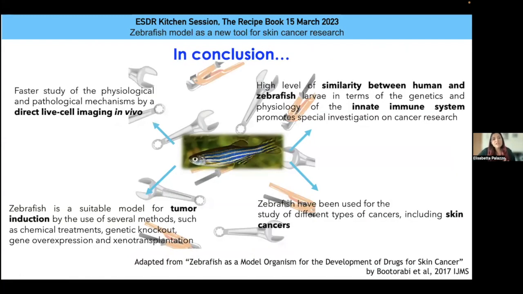So in conclusion, we have this beautiful tool that we can use for live cell imaging in vivo. We have similarity between human and zebrafish in terms of genetics and physiology of the innate immune system, which is really good for skin cancer. We can induce tumor in different ways. We can perform genome editing, and we can perform xenotransplantation, as I hope I showed you today. And so zebrafish can be used for the study of different types of cancer, including skin cancer.